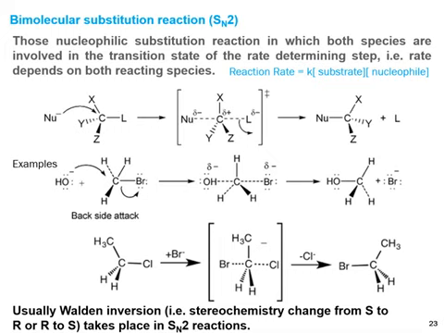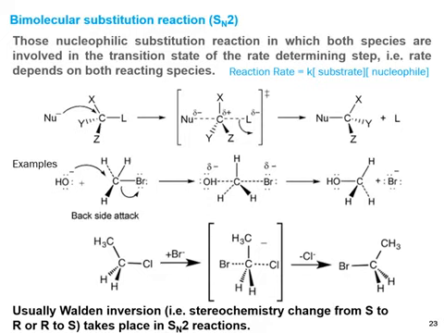The nucleophile attacks from the back side of the leaving group, then it goes to the transition state, and the transition state is a planar entity. Then the leaving group leaves and gives the final product. You can see the direction of all the groups change from left side to right side. Overall, in this bimolecular substitution reaction, Walden inversion takes place, meaning stereochemistry changes from S to R or R to S normally. This is an example of the bimolecular substitution reaction.